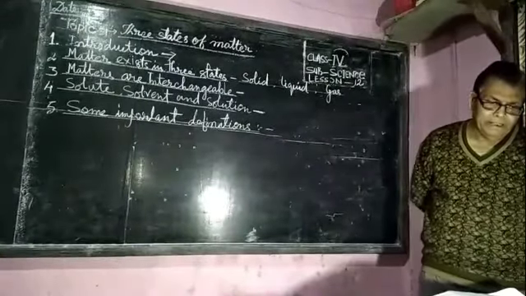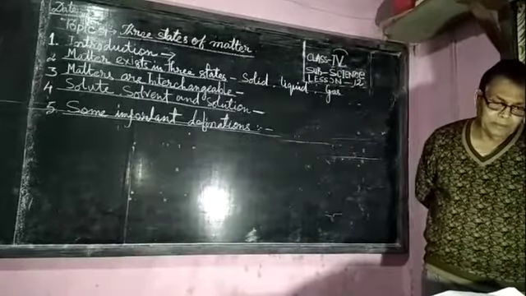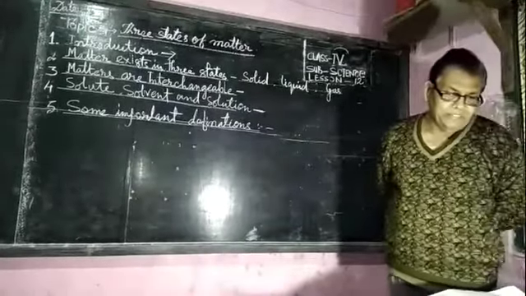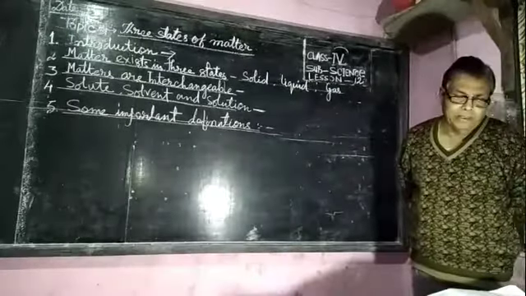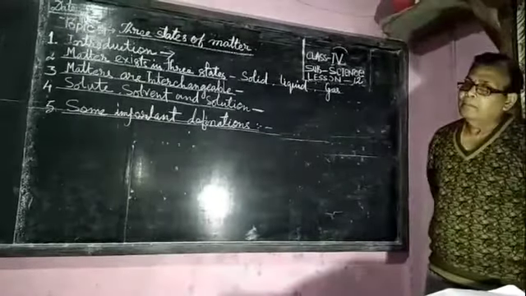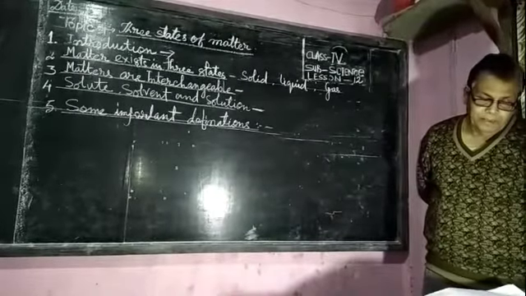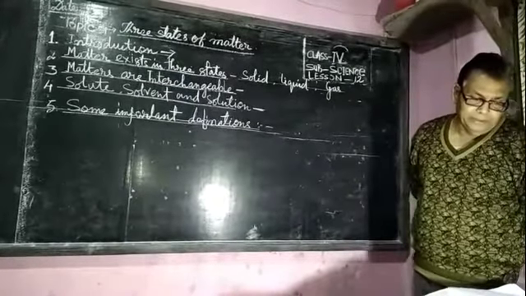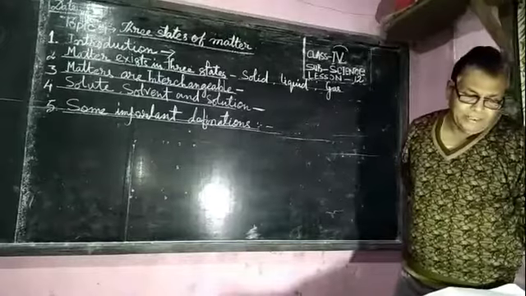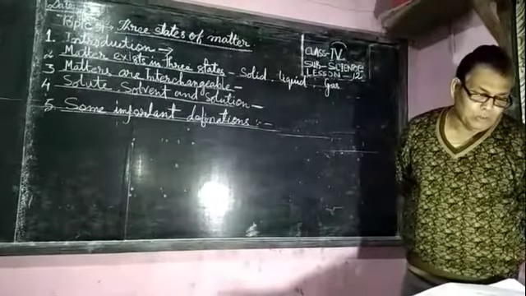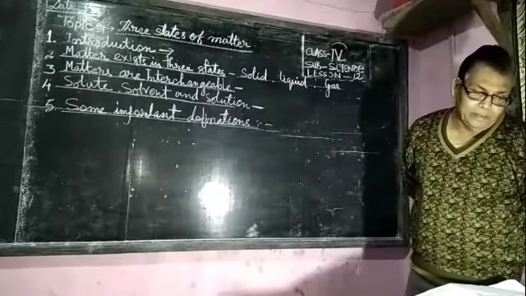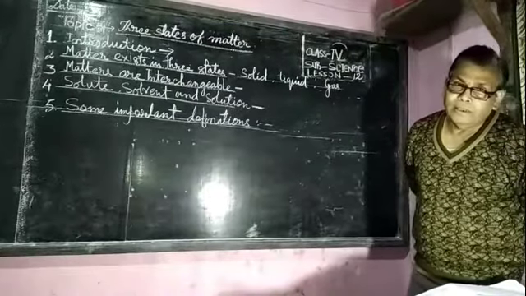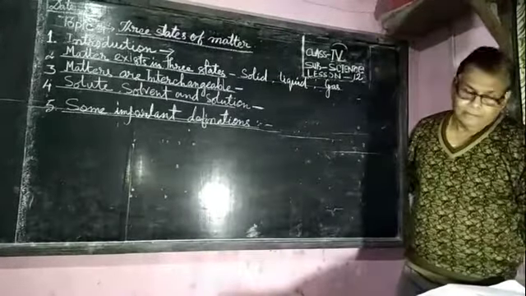If we heat a liquid, bubbles will be seen on the surface of the liquid. This process is called boiling. If we continue to heat, the liquid will change into a gas. This process of changing a liquid into a gas is called evaporation.